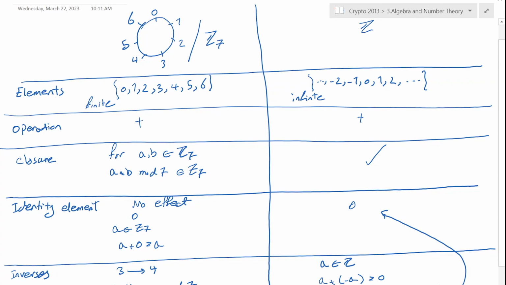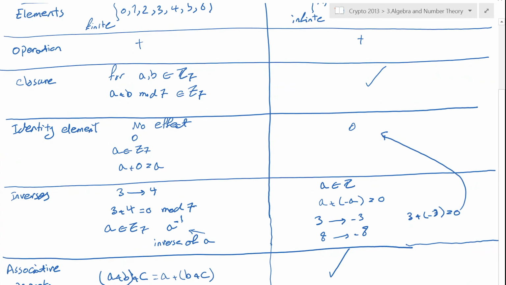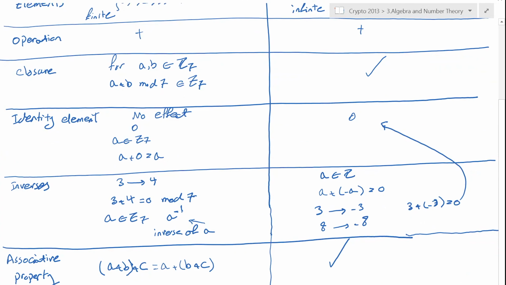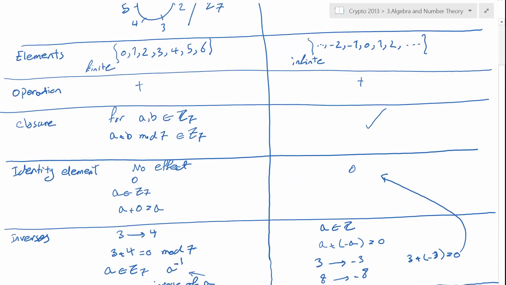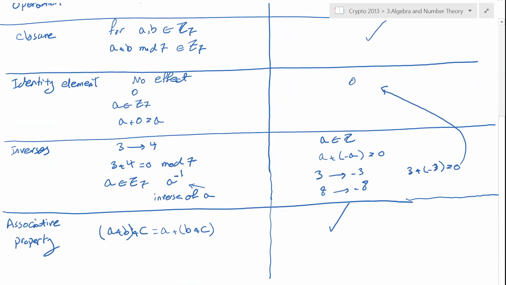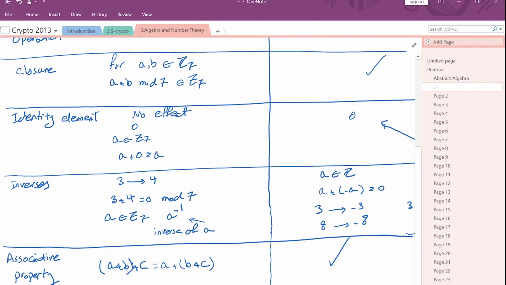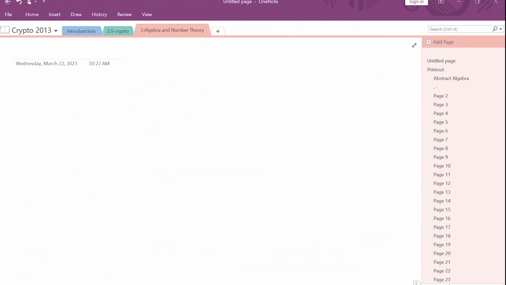So I just gave you an example of some of these things. It took them years of hard work to sort out these specific properties so that they could start to form groups. Let me add another page to keep things neat.